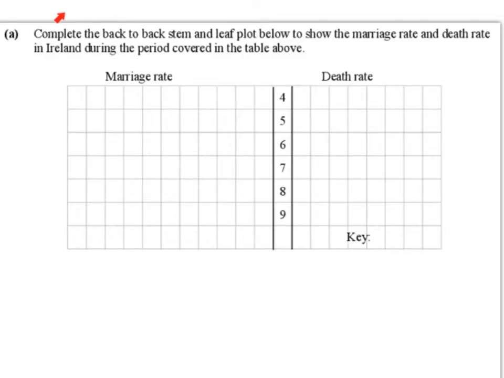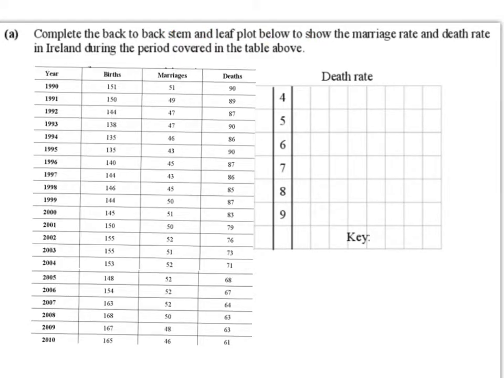A. Complete the back-to-back stem and leaf plot below to show the marriage rate and death rate in Ireland during the period covered in the table above. So let's start with deaths. I'm going to do this stem and leaf unordered, and then in the next slide I'll show you the ordered stem and leaf. So let's start off with 90.